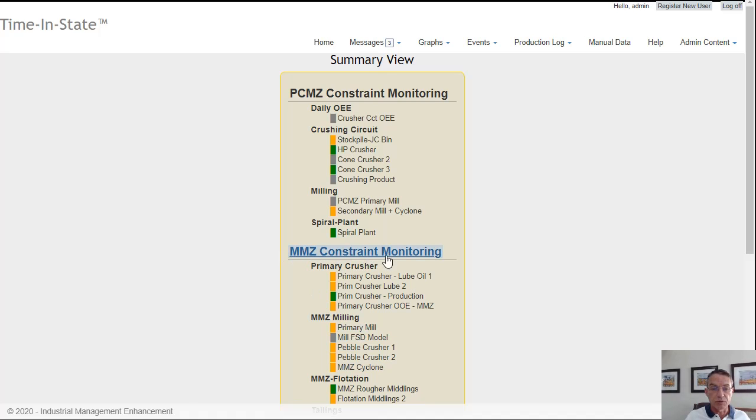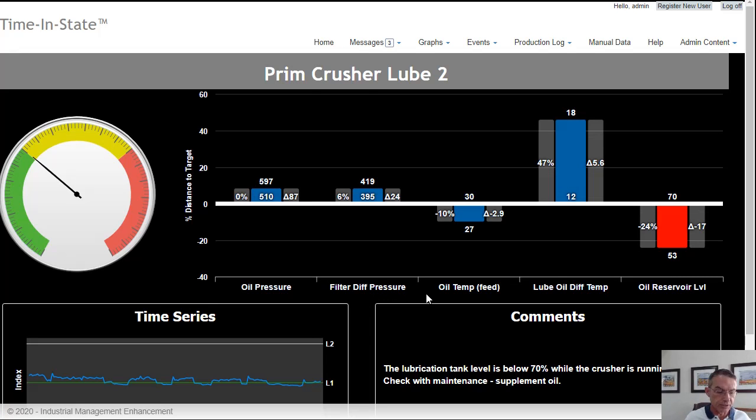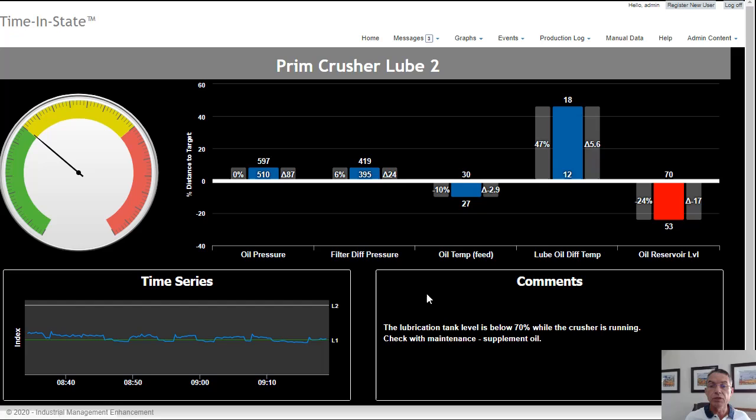In this case, we will look at a particular process, and we are interested in this particular primary crusher loop 2 module, monitoring the conditions on the lubrication system of the gyratory crusher. So by clicking on it, we open this particular screen that shows us the real-time view of the operating conditions on the gyratory crusher loop system. So here we can see we're right on the edge of that so-called optimum operating envelope.